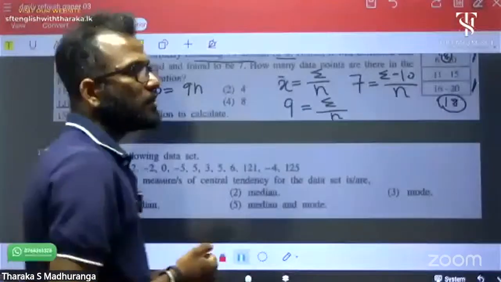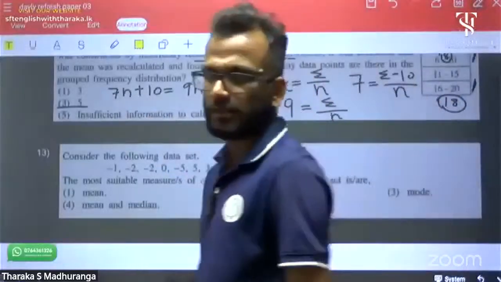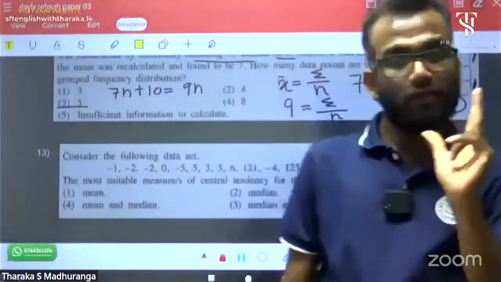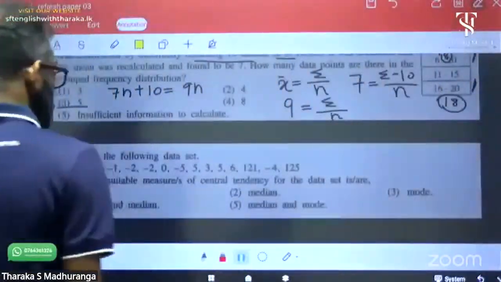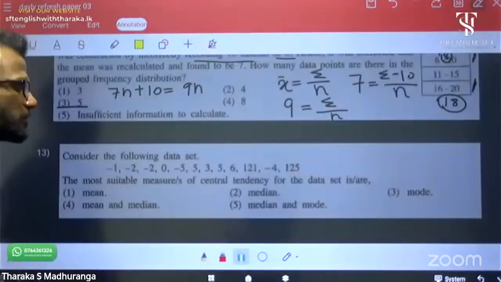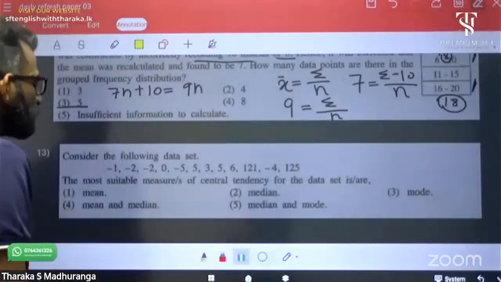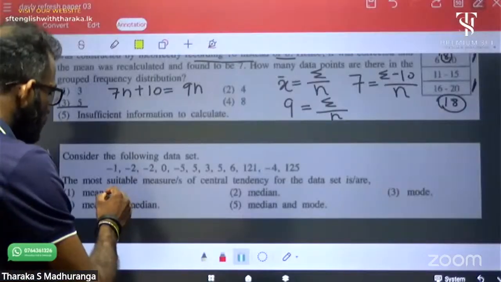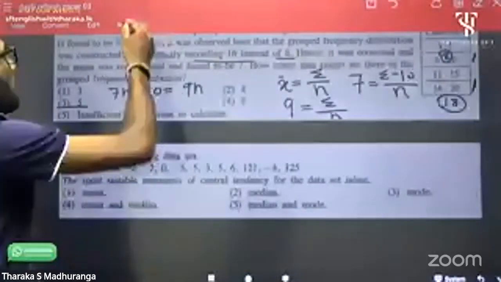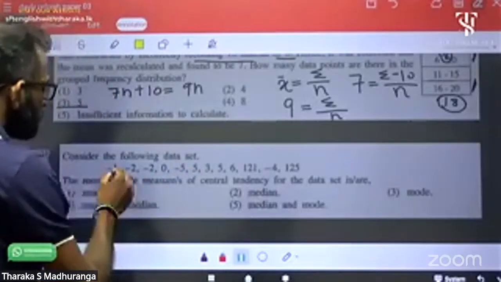Mainly we have 3 central tendency measures: mean, median, and mode. The question asks what is the most suitable measure of central tendency for this data set. First of all, let's calculate these values. I need the mean, median and mode. Now you already know. Okay, can you calculate the mean? How many data?